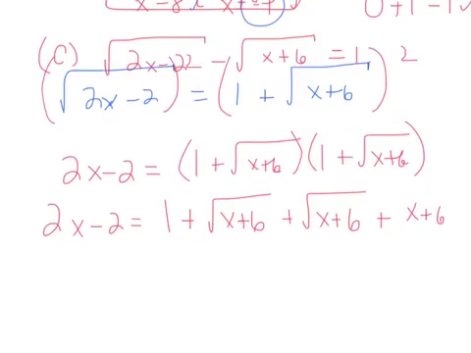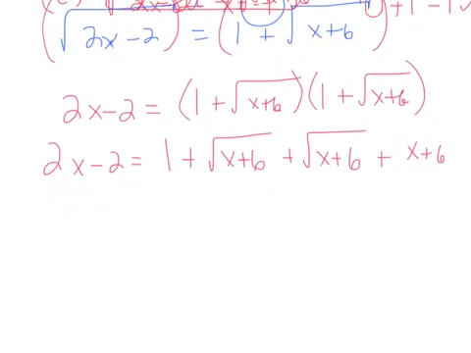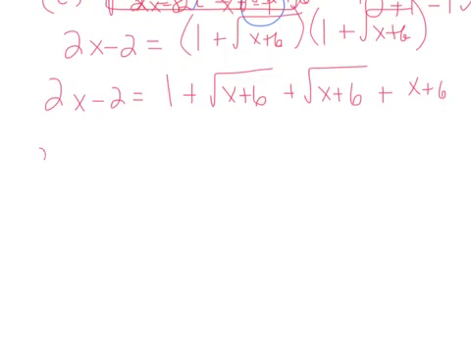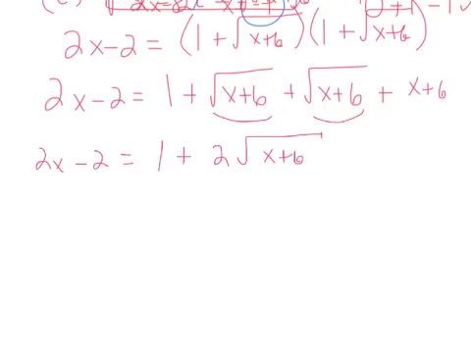I can keep going now. Let's go ahead and take a look to simplify this further. I still have 2x minus 2 equals, this is 1. Now, there are 2 of these, so 1 plus 2 root x plus 6. And this is still plus x plus 6. Let's move everything over now that's not involved with that radical to the left-hand side to isolate that radical. So we kind of did like a radical within a radical in a sense. Because we isolated a radical once already, now we have to isolate it again. So let's move the x plus 6 over and the 1 over all at the same time.